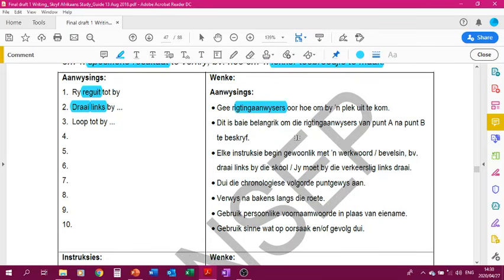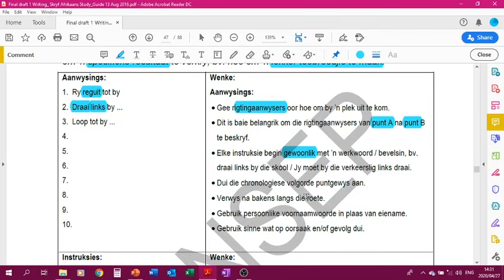Dis baie belangrik om die rigting aanwysings van punt A na punt B te beskryf. Always start where they tell you, point A, and always finish where they tell you, which is obviously going to be point B. Elke instruksie begin gewoonlik, do you see the word gewoonlik?